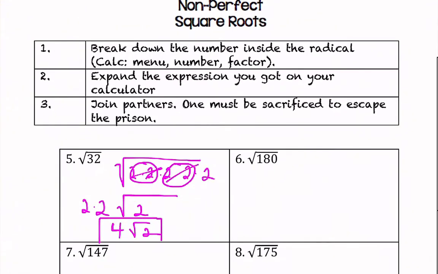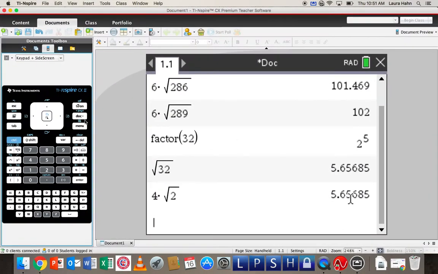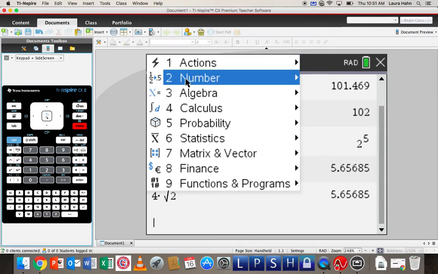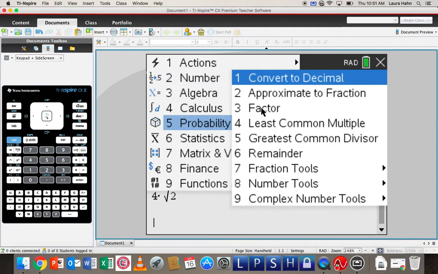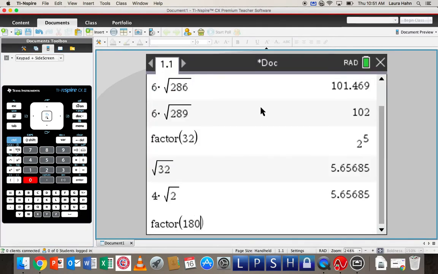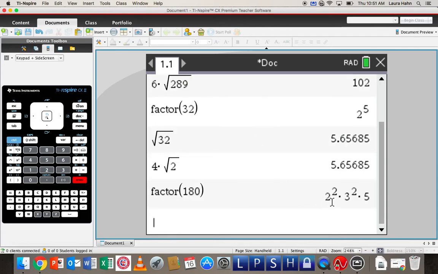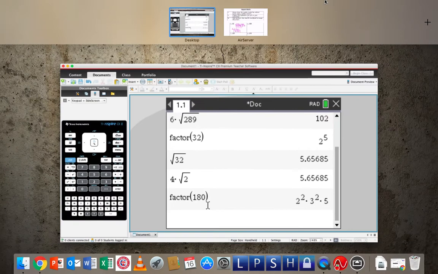Okay, so on the next one, now we're going to have the square root of 180. I'm going to type in 180 in my calculator by menu, number, factor, and then I'm going to expand that expression, okay? So menu, number, factor, I'm going to type in 180. Okay, so this means 2 times 2, this means 3 times 3, and a 5. So 2 times 2, 3 times 3, and a 5.